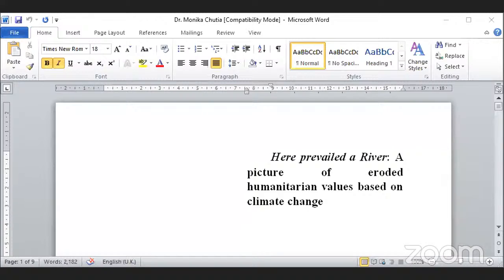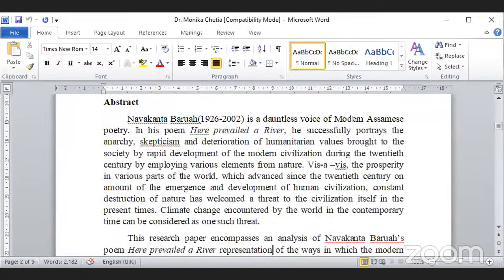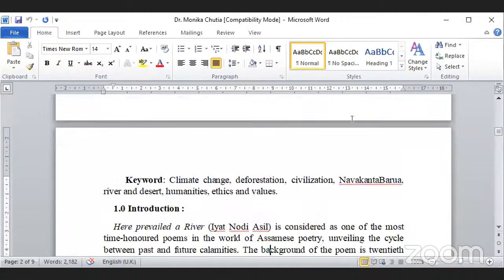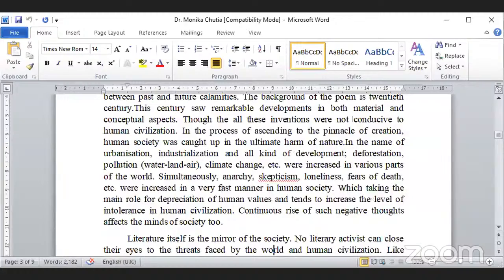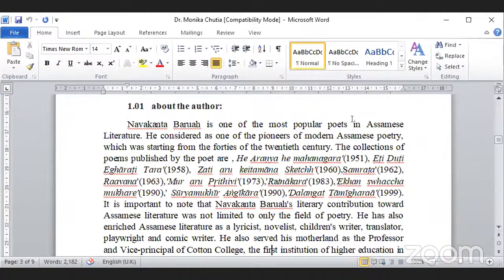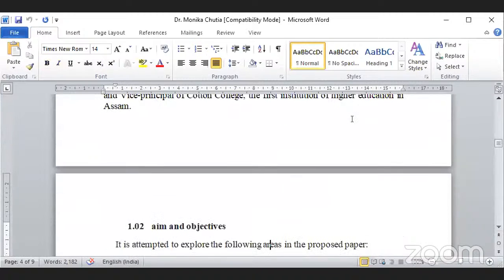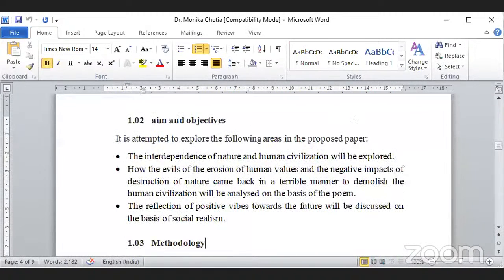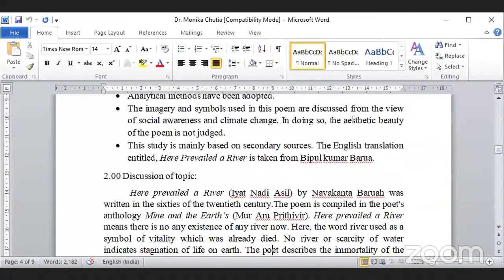civilization. The poet Navakanta Barua, in his poem Yat Nodi Asil, Here Prevailed a River, raises his views on climate change caused by the aggressive nature of human behavior. Creation of desert. Here he discussed a desert which very slowly came into human civilization. Creation of a desert is not the phenomenon of a single day. It is a slow-moving, multi-decade-long process of the transition from a forest to a desert, like an incurable disease secretly appearing in the human body without any external symptoms.